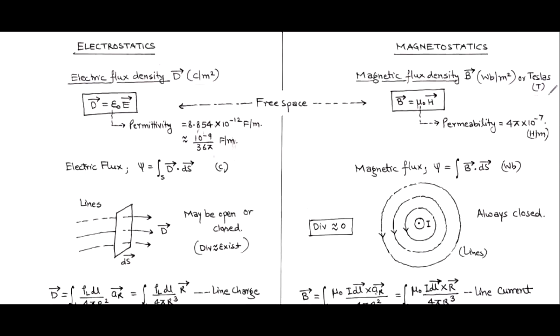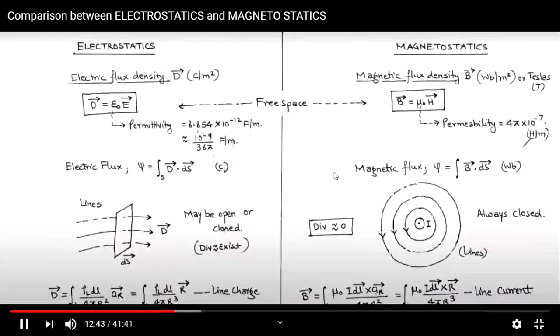Now in free space, the electric flux density D vector is epsilon naught E vector. Here epsilon naught is called the permittivity in free space, and its value is 8.854 times 10 to the power minus 12 farad per meter. Approximately it can be written as 10 to the power minus 9 upon 36 pi farad per meter. And the magnetic flux density B vector is written as mu naught times H vector. Here mu naught is the permeability in free space, and its value is 4 pi times 10 to the power minus 7 Henry per meter.